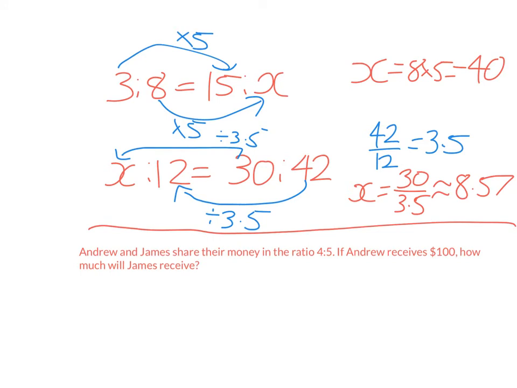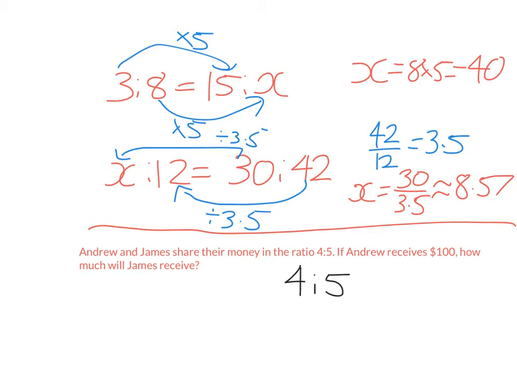So Andrew and James share their money in the ratio 4 to 5. Andrew receives $100. How much will James receive? Let's have a look at how we would do this question, because it's actually very similar, almost identical to the ones we were just doing. So Andrew and James share their money in the ratio 4 to 5.